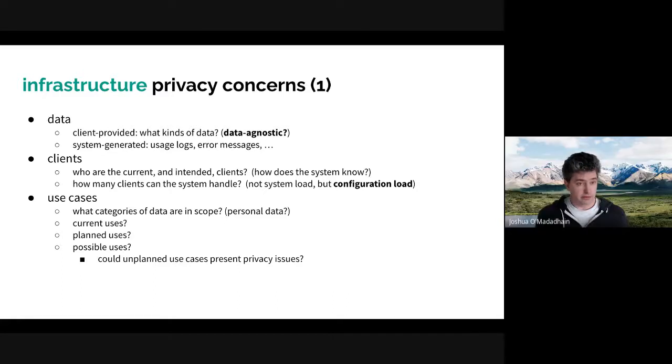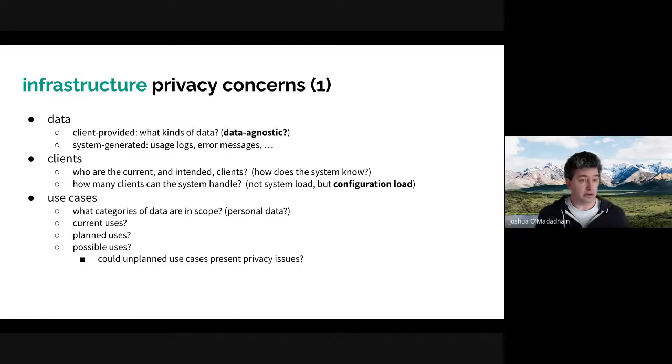For the clients, infrastructure is best off if it knows who its current and intended clients are, has some way of recognizing this, and has a good answer to the question of how many clients it can handle. And by that, I don't mean system load in terms of CPU usage or queries per second that it can manage, but how much work is required in order to get the system into a good privacy state, what you might call configuration load.